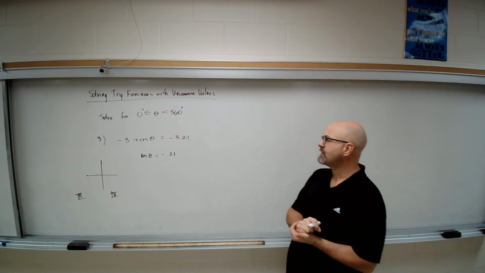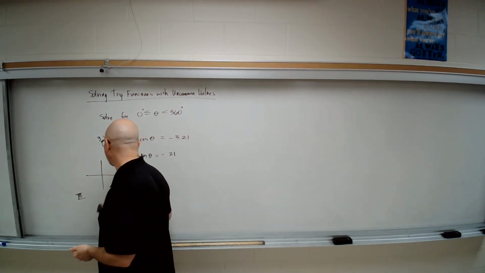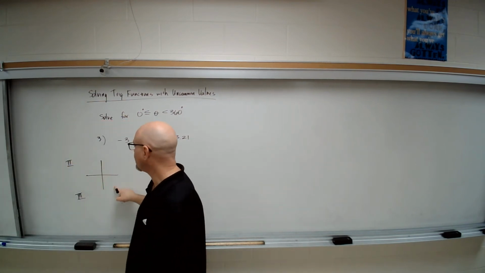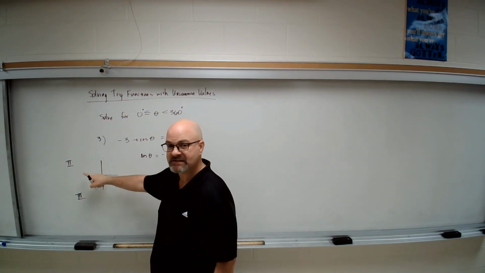Oh, I'm sorry. Oh, this is cosine. So it's 2nd and 3rd. I'm losing my mind there. 2nd and 3rd. Sorry, all students take calculus, so it's positive in these 2, it's negative in these 2.